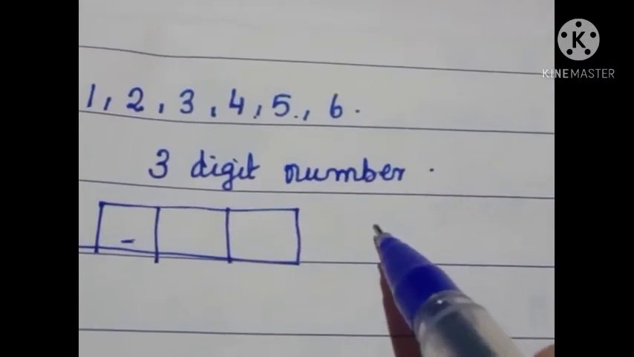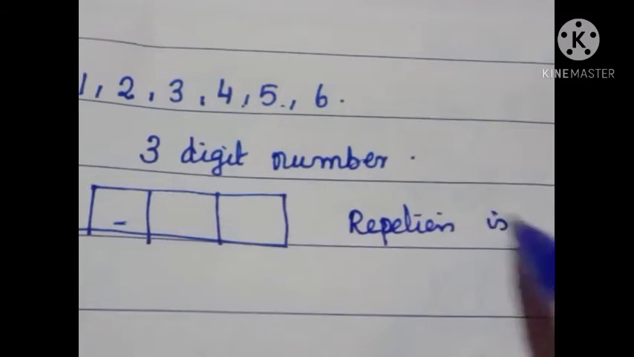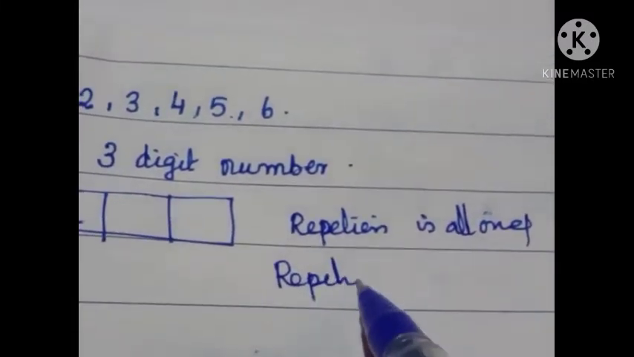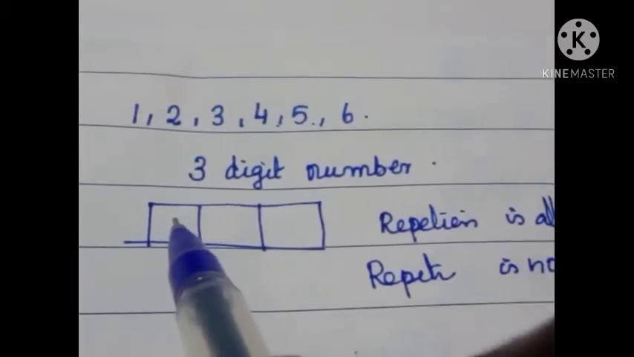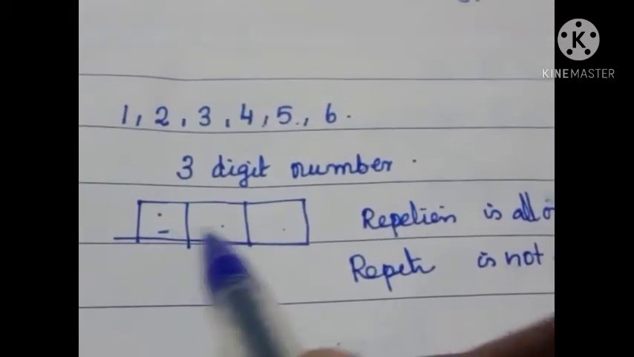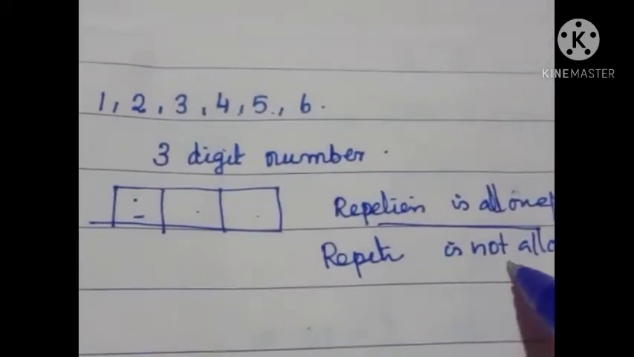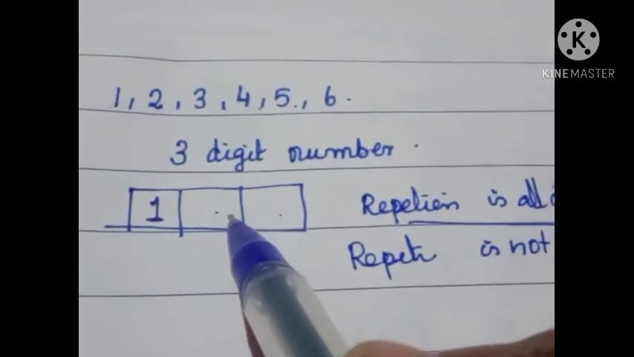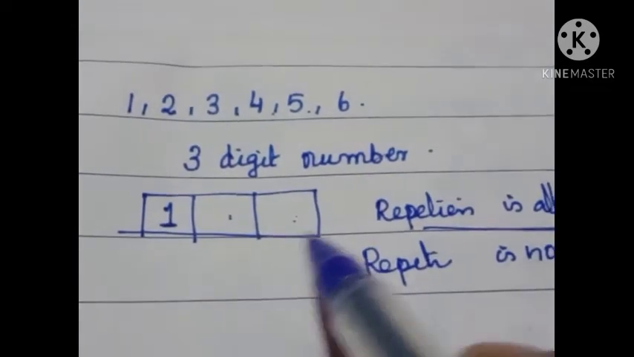And there are 2 cases: repetition of the digits is allowed and repetition of the digits is not allowed. Consider these 2 cases. Repetition is allowed means if we write 1 here, we can write 1 here also. Repetition is not allowed means if we write 1 here, then there is no chance to write 1 in these 2 places. That is the meaning.